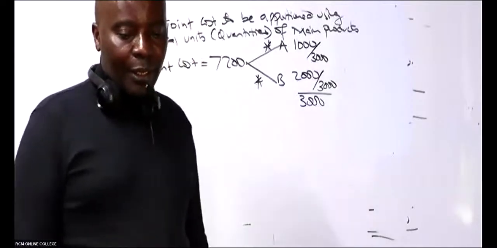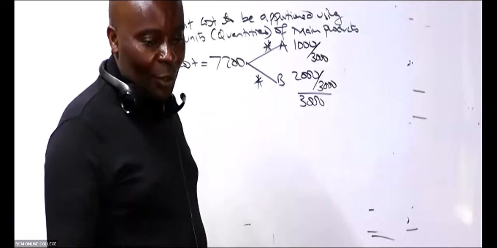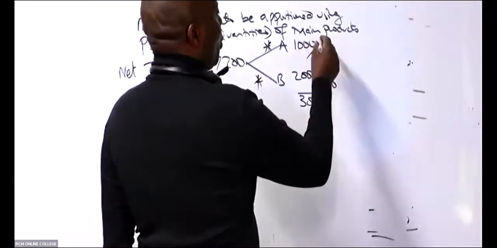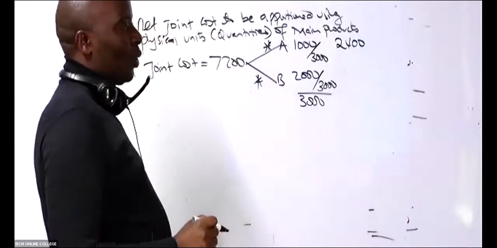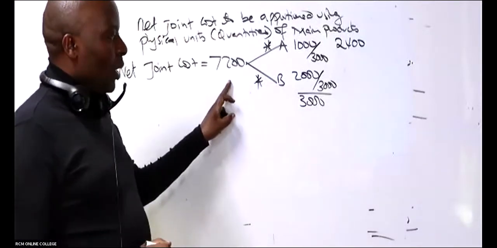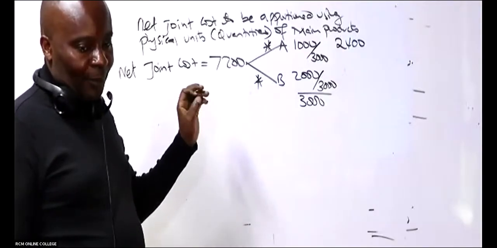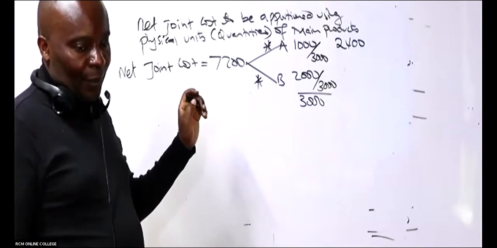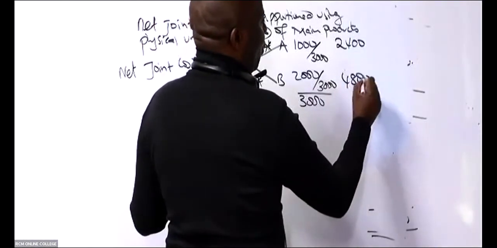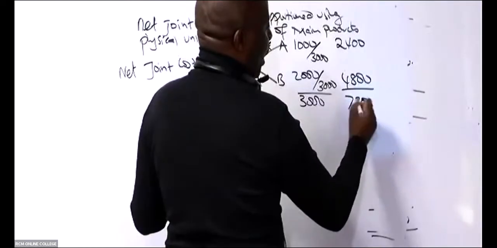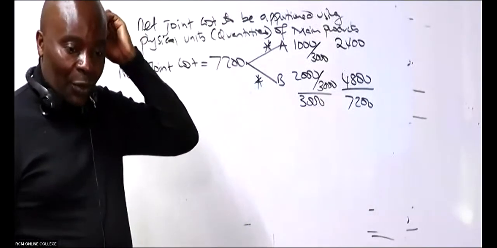All right, so no problem here. I'm being told that the first one is 2,400. Is that okay? How about 7,200 times 2 over 3? That is 4,800. If you add the two, of course, you end up getting 7,200.